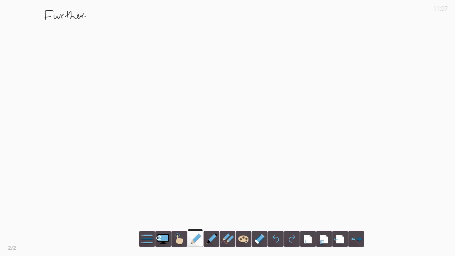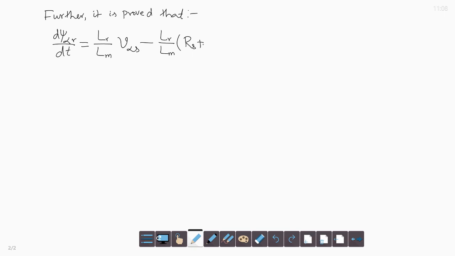Further, in last class only we have proved that d psi alpha R by dt is L R by L M into V alpha S minus L R by L M into R S plus sigma L S into d by dt of I alpha S. We have obtained this in last class. Let us number this equation number 5.